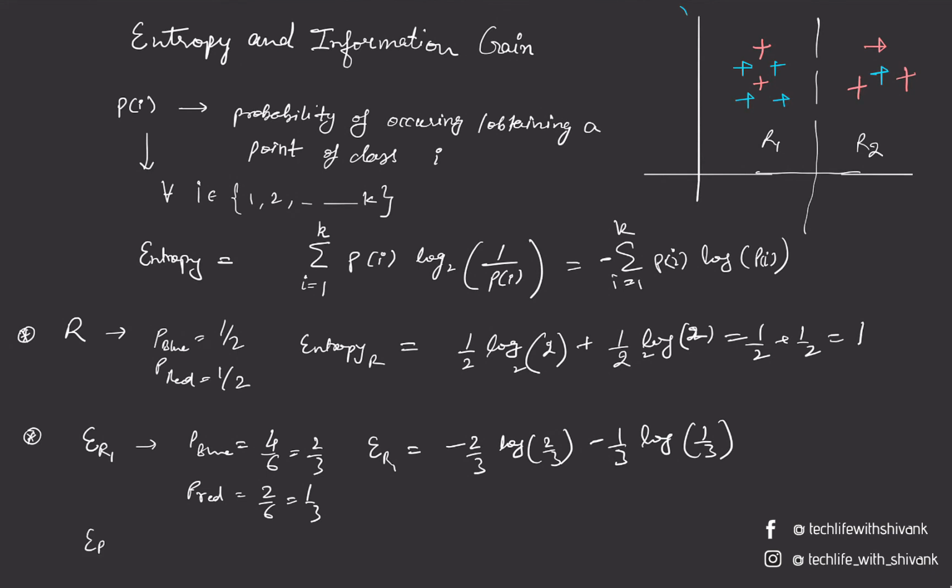And similarly, for entropy of R2, the probability of blue for region R2 is 1 by 4. Probability of red for region R2 is 3 by 4. So entropy of R2 is minus 1 by 4 log of 1 by 4 minus 3 by 4 log of 3 by 4.